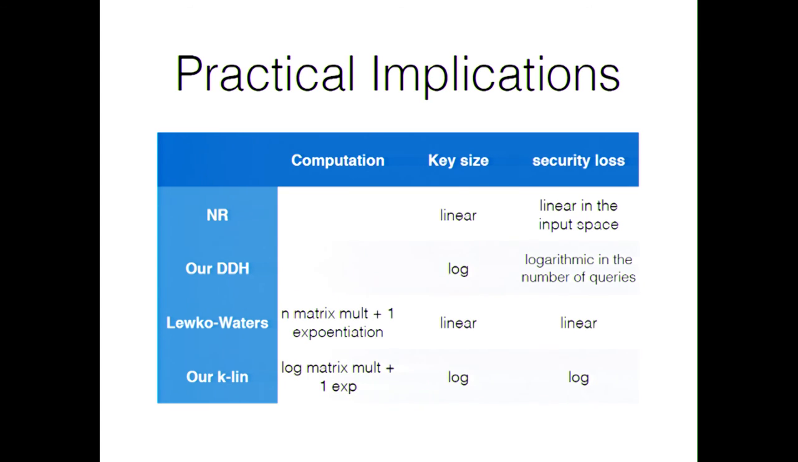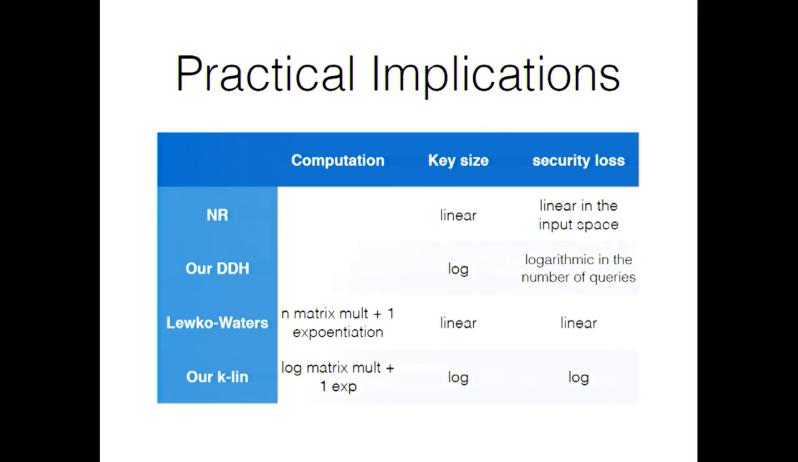The famous Naor-Reingold scheme: the key size is linear, and the security loss is linear in the input space. In contrast, our construction is more compact: the key size is only logarithmic, and the security loss in our proof is only a logarithmic factor in the number of queries. Computation-wise, they're almost the same. It's really just a negligible fraction, unfortunately.